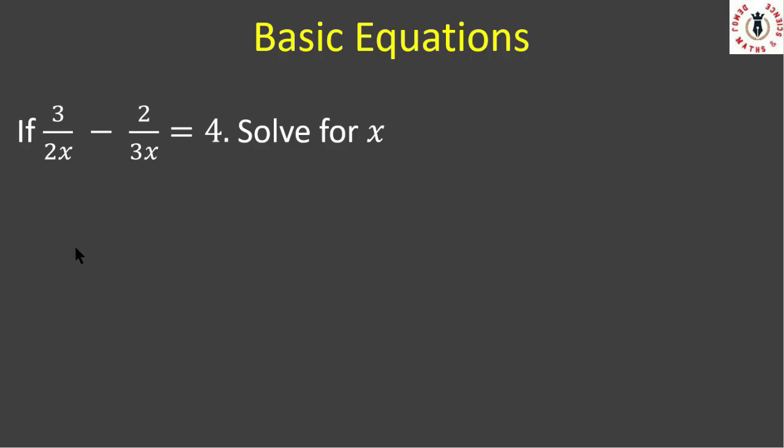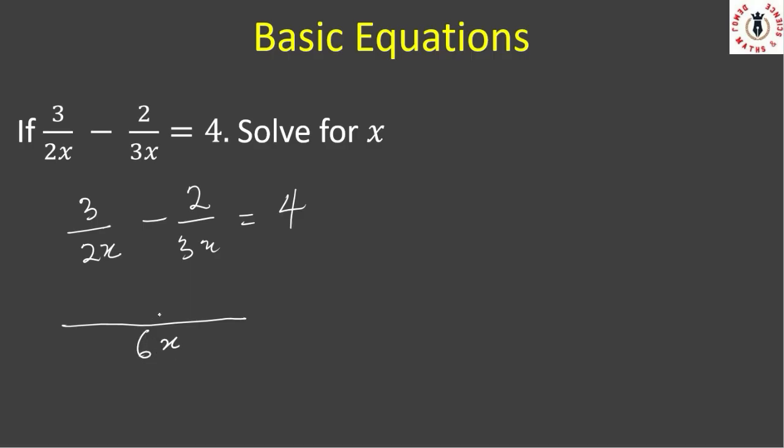Now let's solve it. It says 3 over 2x minus 2 over 3x is equal to 4. Now, we pick an LCM. In picking an LCM, my LCM will be 6x.